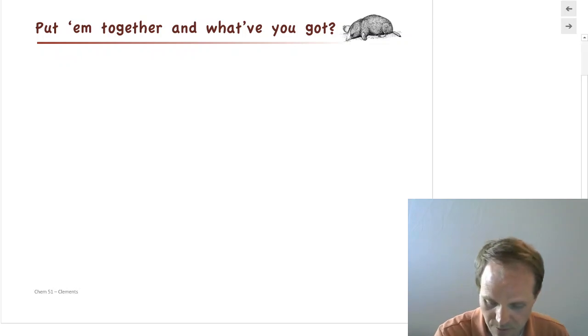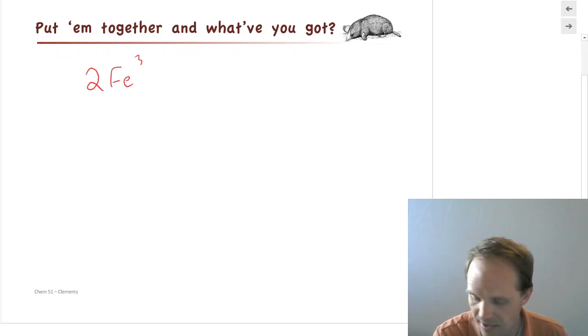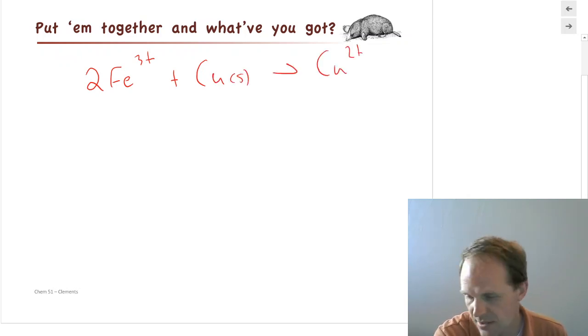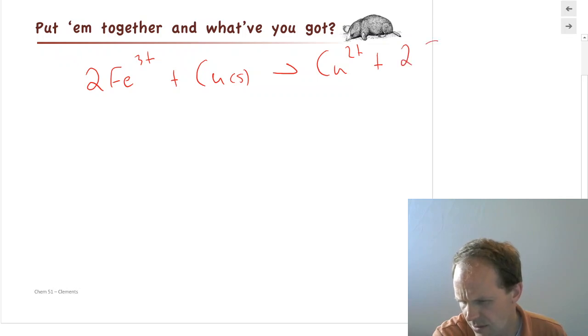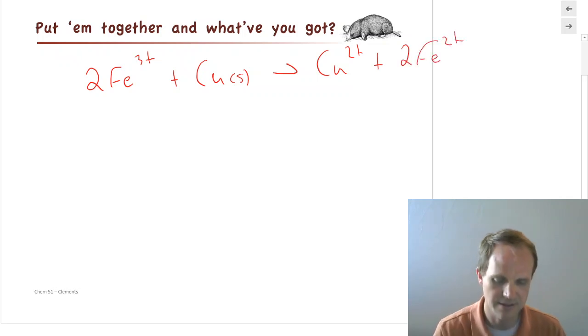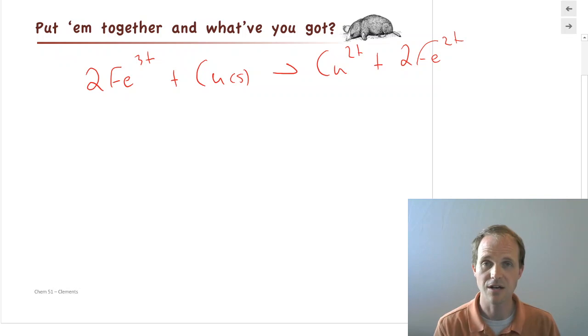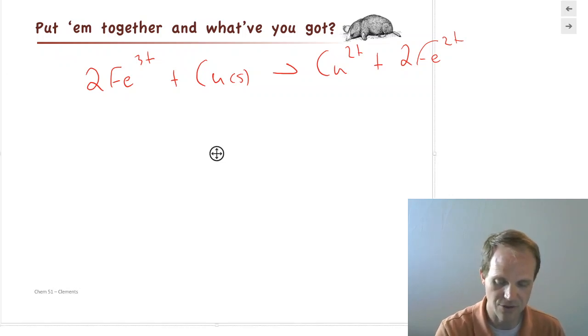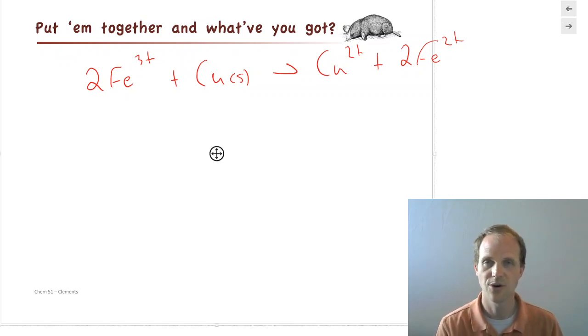So let's look at a system where we've got a couple irons, Fe 3+ and Fe 2+, and I've got my copper solid and copper 2+. So there is a redox reaction that we're going to try to use as an electrochemical galvanic cell. And what do we see? We've got Fe 3+ going to Fe 2+. So is that an oxidation or a reduction?